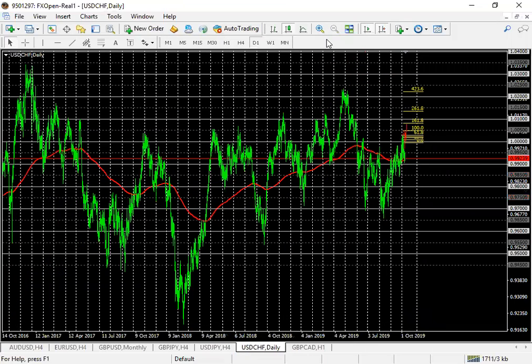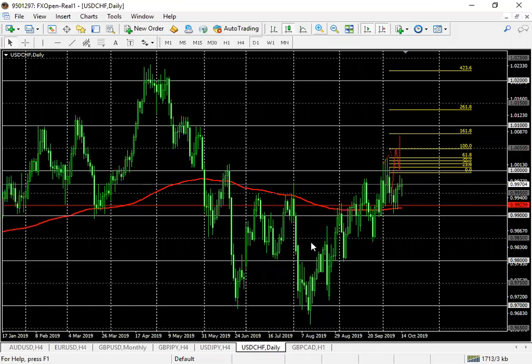On the USD/CHF, we've been expecting a breakout to the upside. You see the market came off these nice solid clean lows at 0.9700.